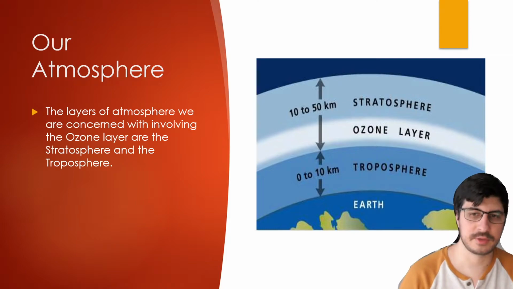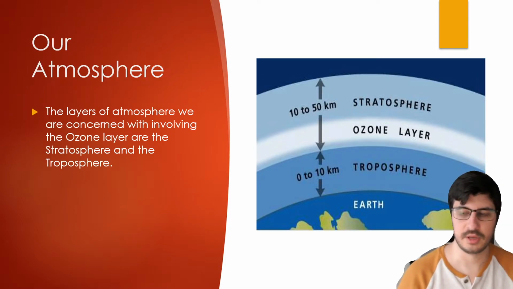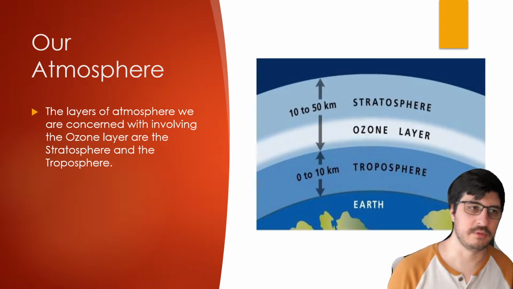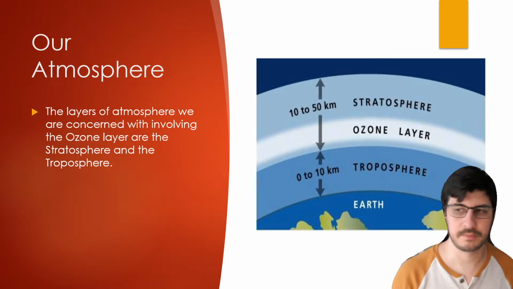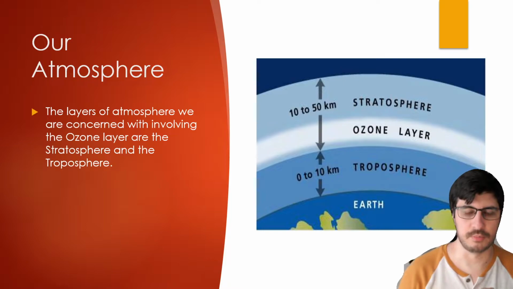So the layers of atmosphere we are concerned with today involving the ozone layer are the stratosphere and the troposphere, as you can see here. The ozone layer is actually located in the stratosphere right at the very bottom of it. It's a spot called the tropopause, which is basically the border between the two.